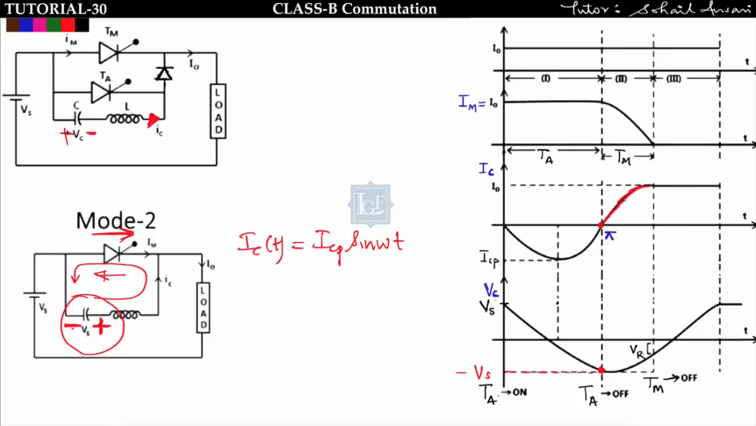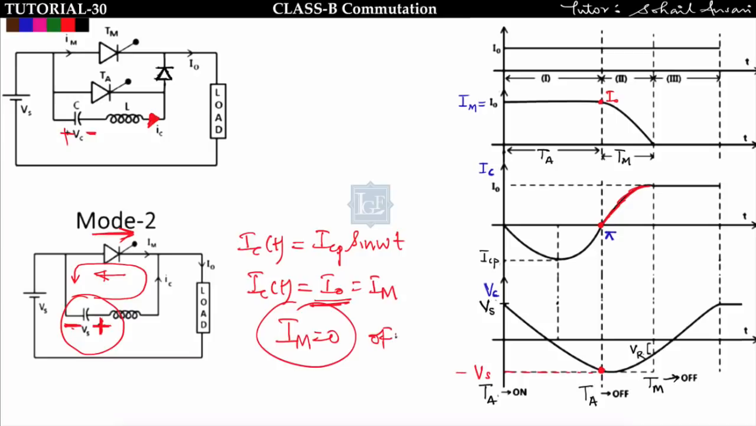Okay, and we can see that at omega t equal to pi the main current is I naught. So the moment IC of t will be equal to I naught, that is equal to the main current, that is, ICP sin omega t will be equal to the main current, then the overall current flowing in this thyristor will be equal to zero and this thyristor will go into the off state. So after pi the capacitor current will increase sinusoidally as well as the main current will decrease because the capacitor current is flowing opposite to the main current. So it will decrease the overall current flowing in thyristor TM, that is the main thyristor.